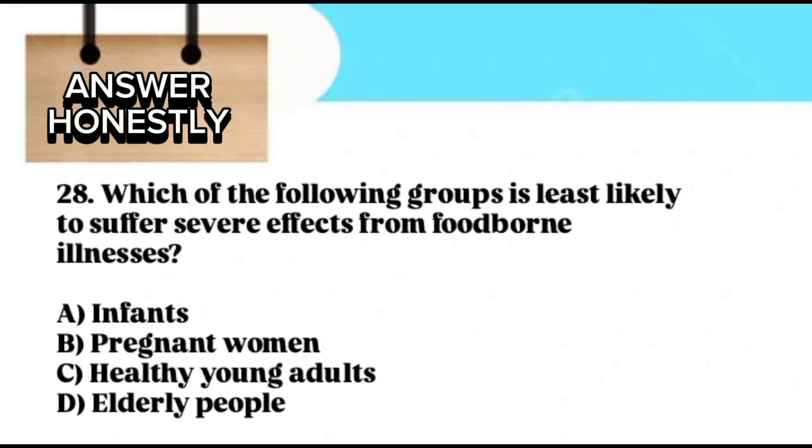Which of the following groups is least likely to suffer severe effects from foodborne illness? A. Infants. B. Pregnant women. C. Healthy young adults. Or D. Elderly people.